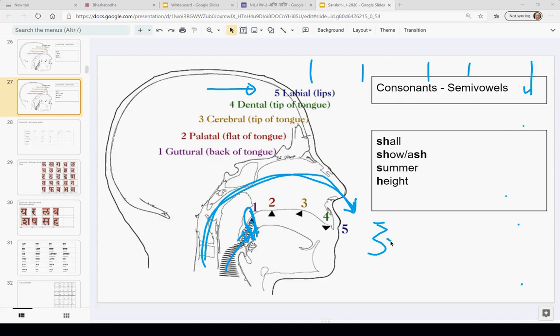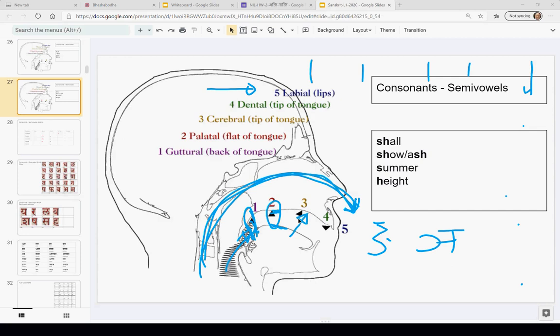Similarly, the next line, the last column is nya. For this, the second line's position is actually this one. The top of the tongue has to touch here, but at the same time the air will pass through the nose. So that becomes nya.